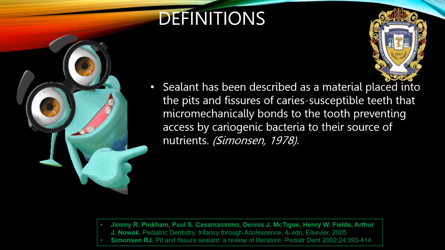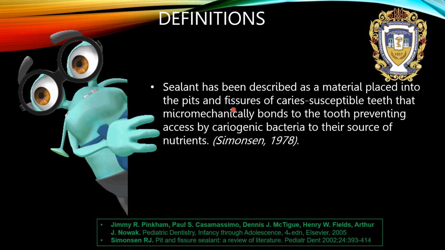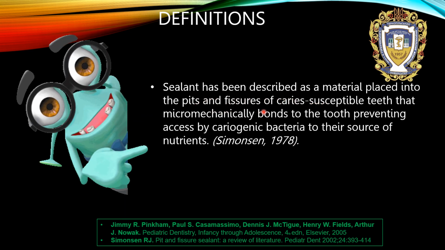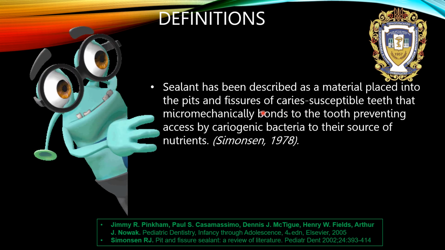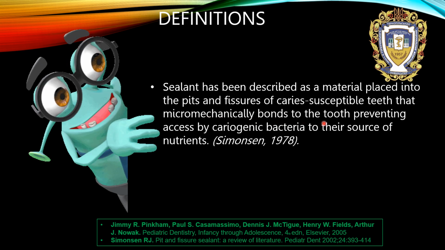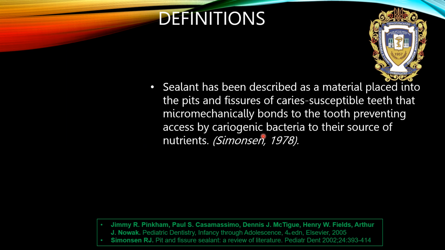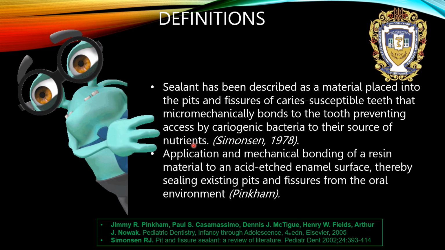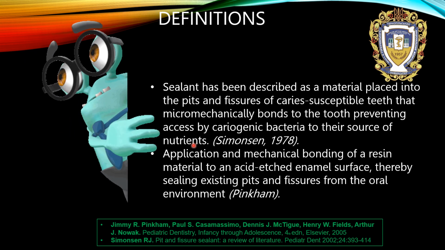Please notice that, as Simonsen stated in 1978, sealant has been described as a material placed into the pits and fissures of caries-susceptible teeth that micromechanically bonds to the tooth, preventing access by cariogenic bacteria to their source of nutrients. And it involves application and mechanical bonding of a resin material to an acid-etched enamel surface.